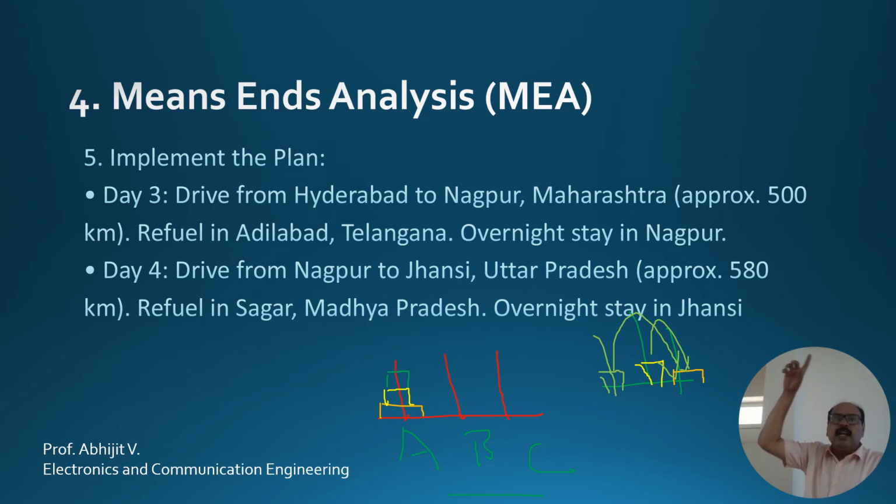The conditions are like this: you can transfer only 1 disk at a time. You cannot keep a bigger disk above a smaller disk. Okay. So you are transferring from A to C. This requires a minimum of 2 raised to 3, that is 2 cube minus 1, 8 minus 1, that is 7 minimum steps.